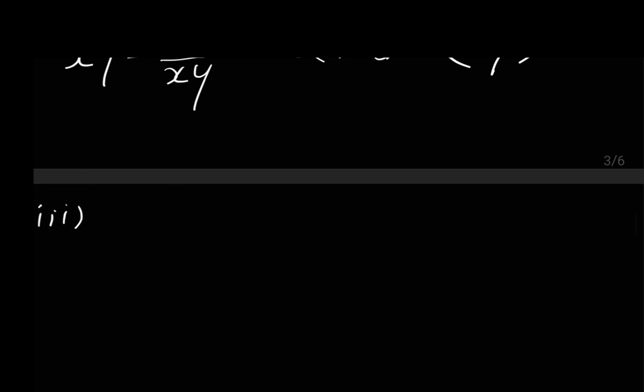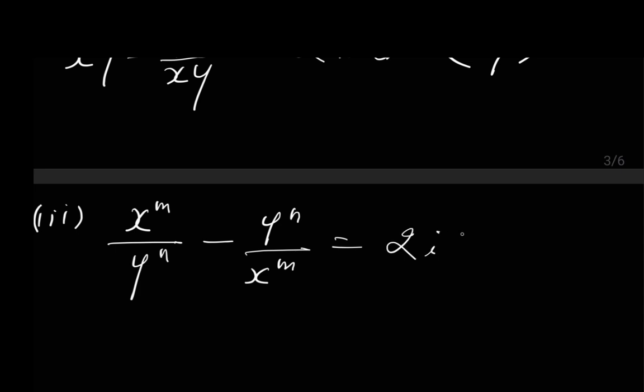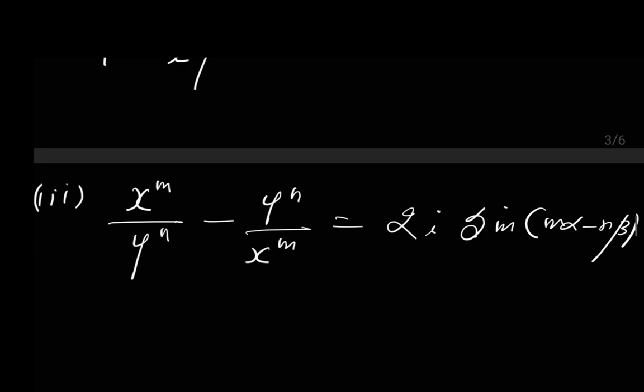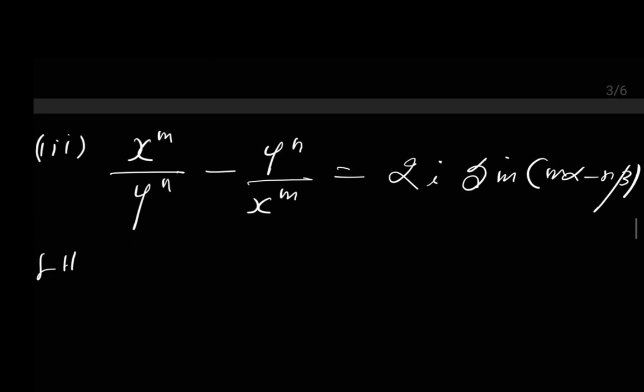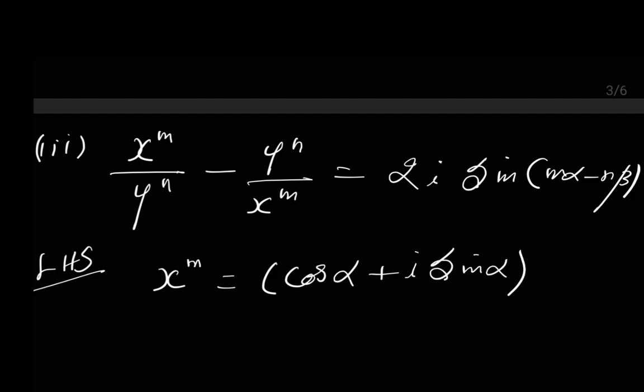Come to the third question. x power m by y power n minus y power n by x power m is equal to 2i sin of m alpha minus n beta. We are supposed to prove this. So take the left hand side. Here, first you take x power m alone. What is x power m? What is x? x is cos alpha plus i sin alpha.